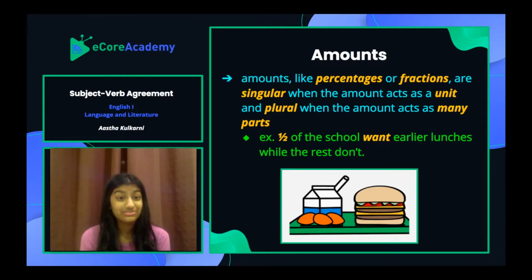I know this one won't really work for the audio test because I will admit it doesn't sound right, but the reason it doesn't sound right is because many of you have probably been doing it wrong, which is the surprising part. So for percentages, since one half is acting as many parts, we're going to use a plural verb. So, "One half of the school want earlier lunches while the rest don't."